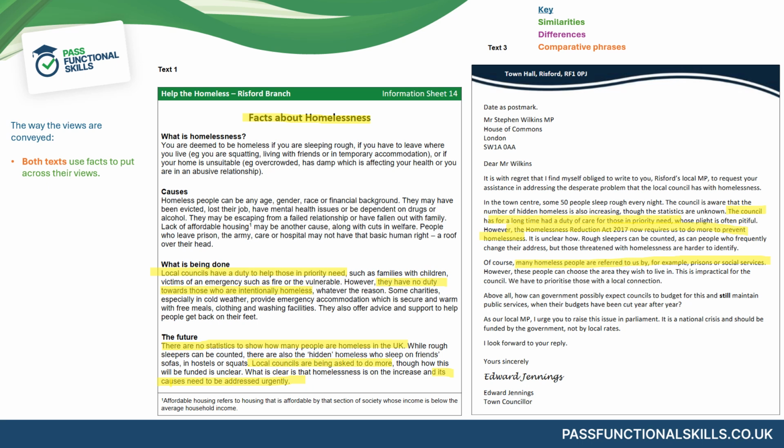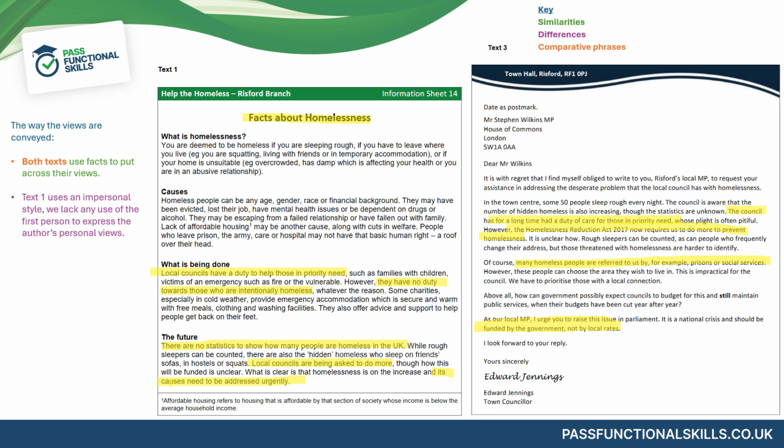In Text 3, they're using those facts to back up their point of view that the council simply don't have the funding to deal with the homelessness problem, and it should be funded by the government, not by local rates, which we can see down there.